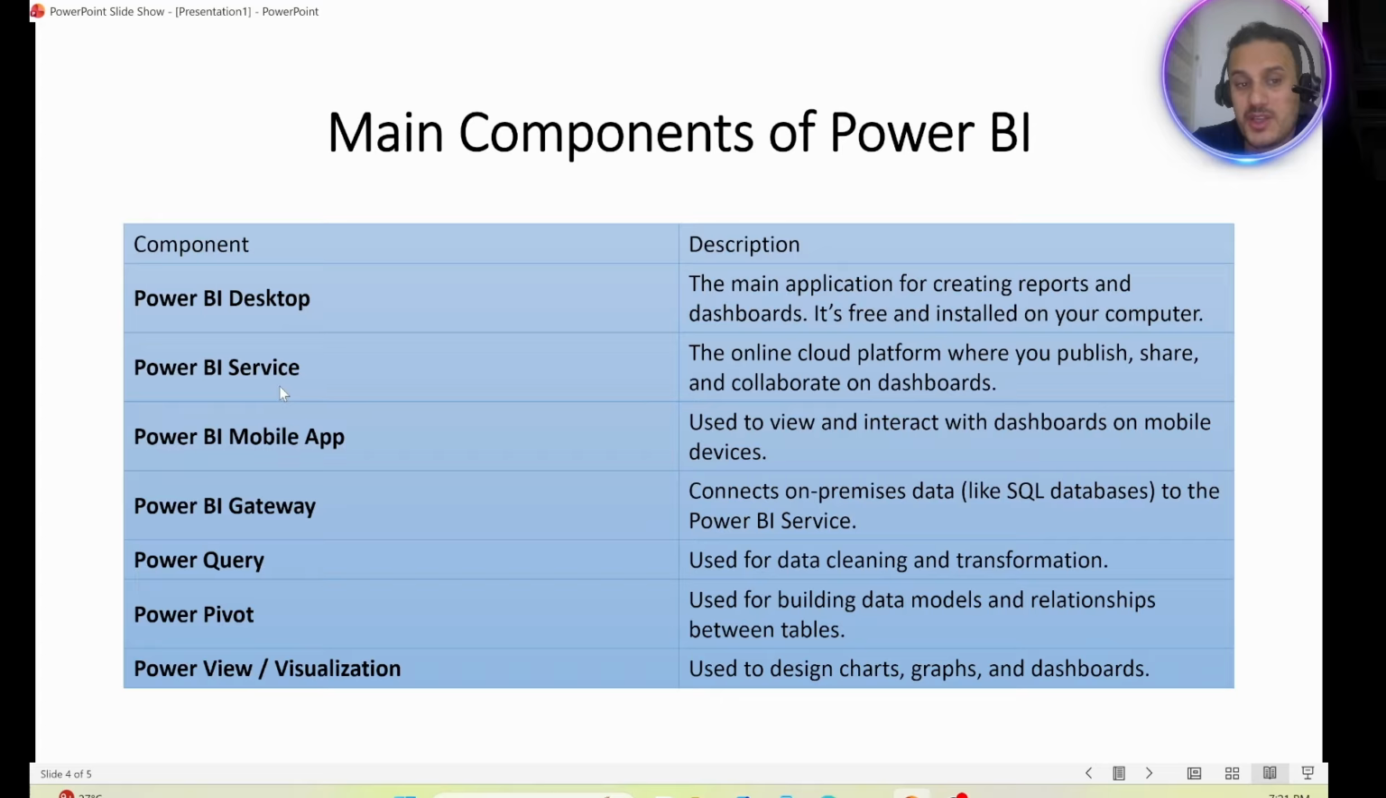You have Power BI Service. This is an online cloud platform where you publish, share, and collaborate on dashboards. Also, you have the Power BI mobile app to view and interact with dashboards on mobile devices. Power BI Gateway connects on-premises data like SQL databases. Power Query is used for data cleaning and transformation, and also we have Power Pivot. This is used for building data models and the relationships between tables. We have Power View, used for visualization, to design charts, graphs, and dashboards.